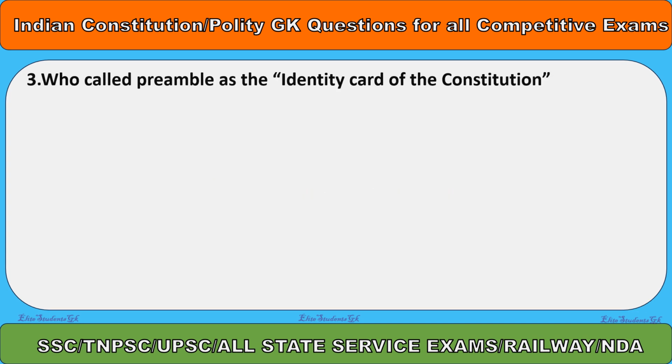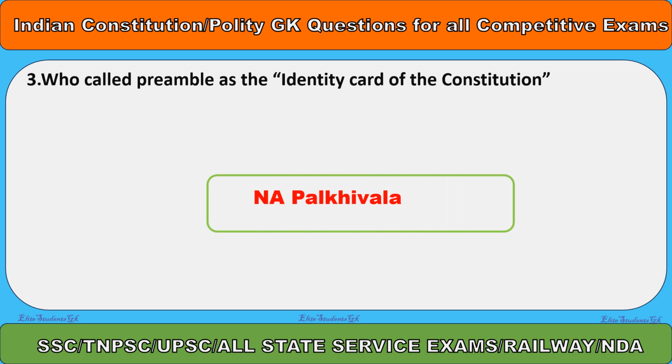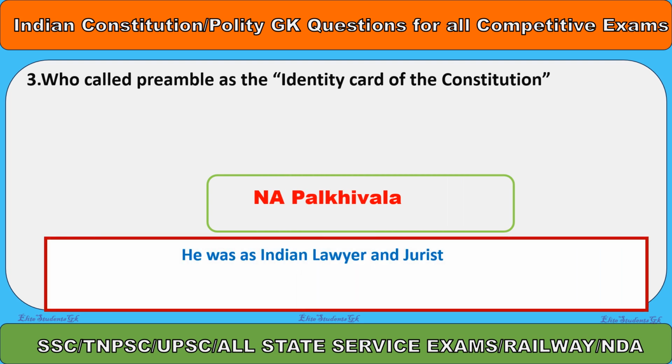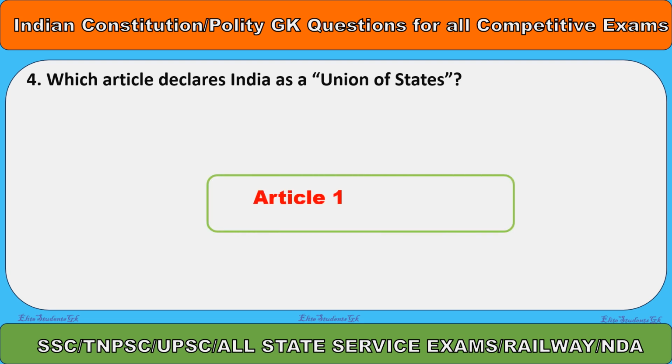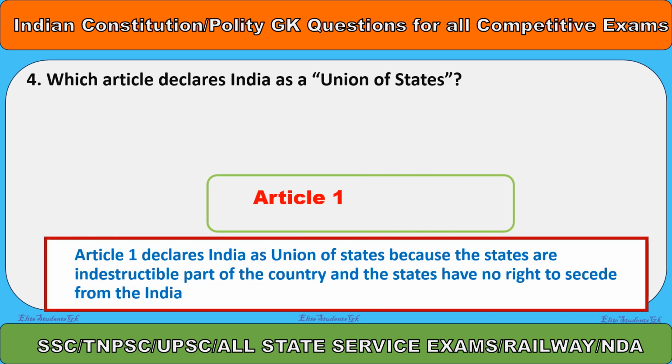Who called the preamble the identity card of the Constitution? N.A. Palkhivala. He was an Indian lawyer and jurist. Which article declares India as a union of states? Article 1. Article 1 declares India as a union of states because the states are an indestructible part of the country, and the states have no right to secede from India.